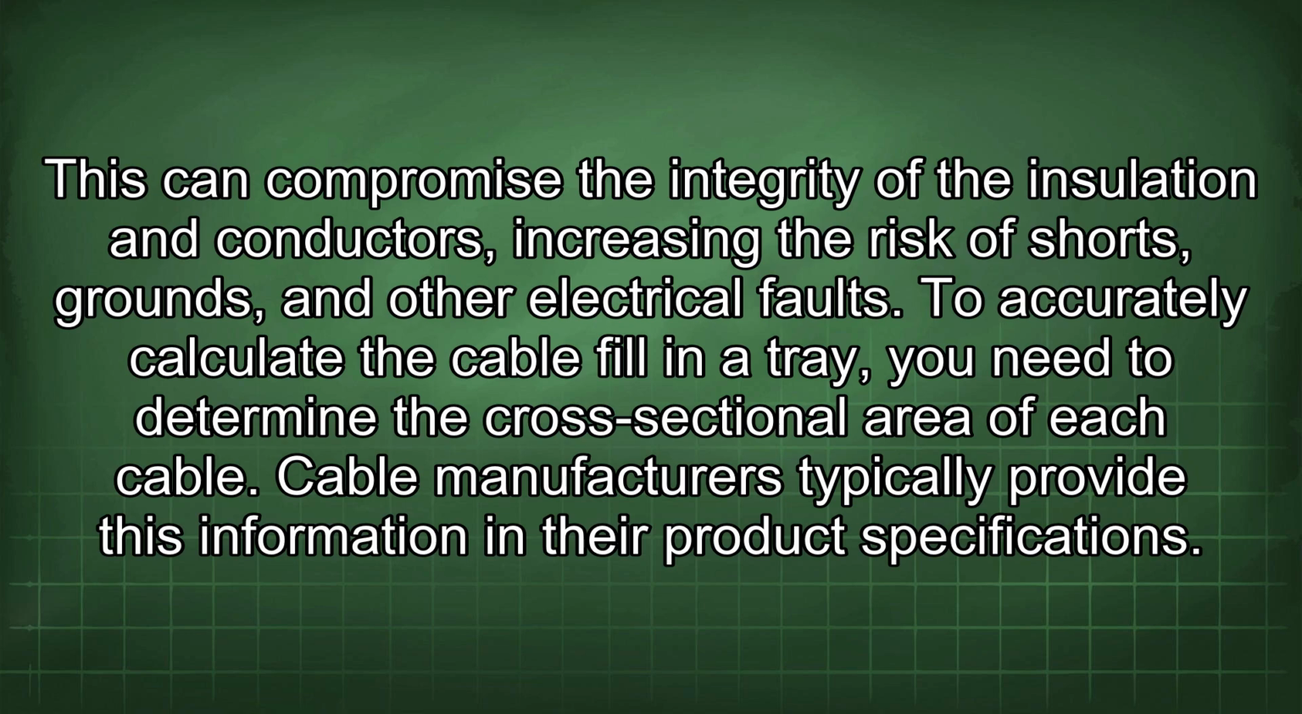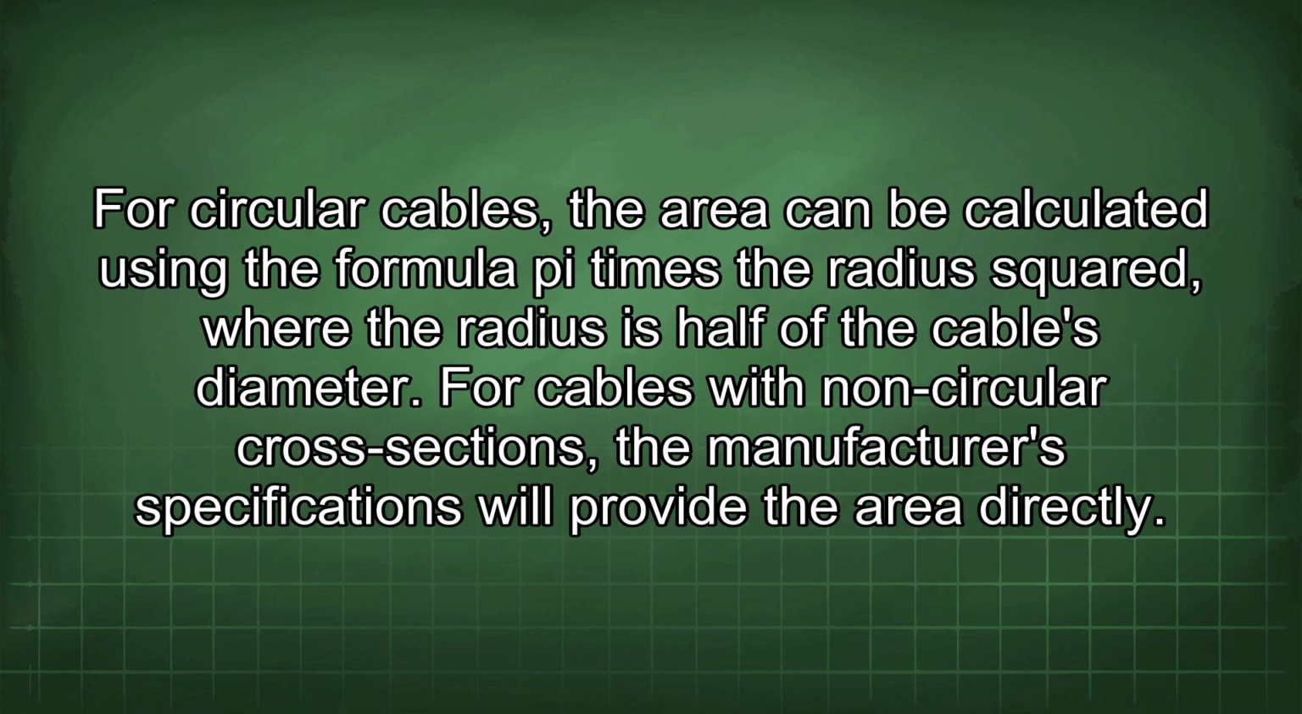To accurately calculate the cable fill in a tray, you need to determine the cross-sectional area of each cable. Cable manufacturers typically provide this information in their product specifications. For circular cables, the area can be calculated using the formula pi times the radius squared, where the radius is half of the cable's diameter. For cables with non-circular cross-sections, the manufacturer's specifications will provide the area directly.